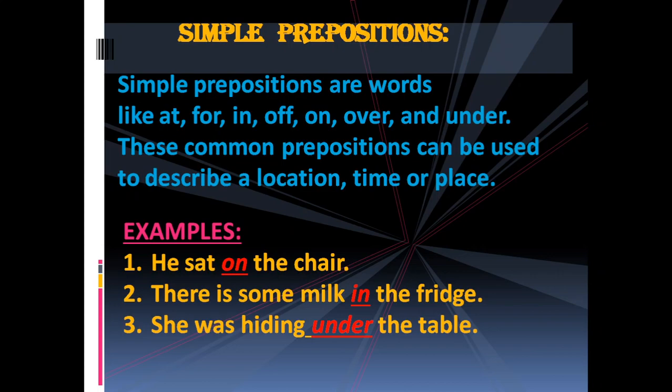Another example is there is some milk in the fridge. We are using the preposition in. She was hiding under the table. Where was she hiding? She was hiding under the table. I am using only a single word to describe the position. So it's called a simple preposition.